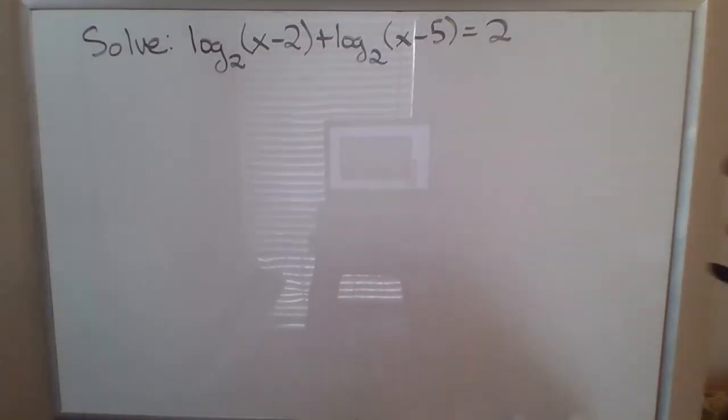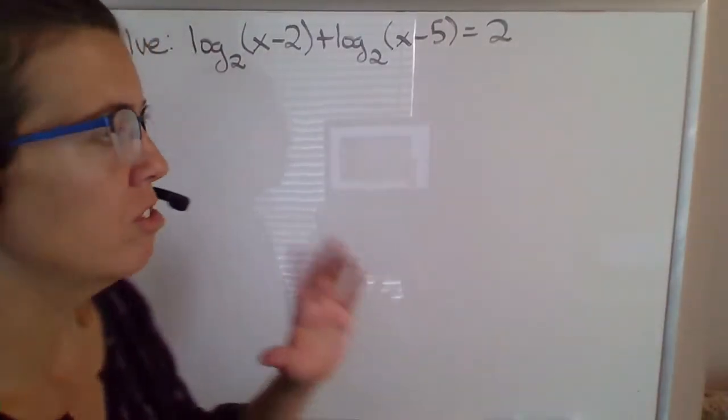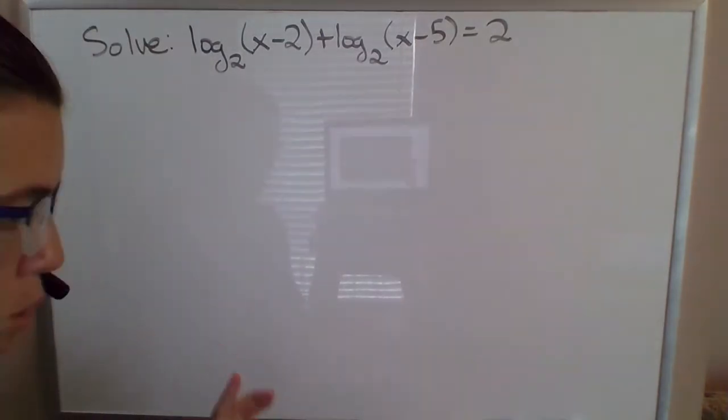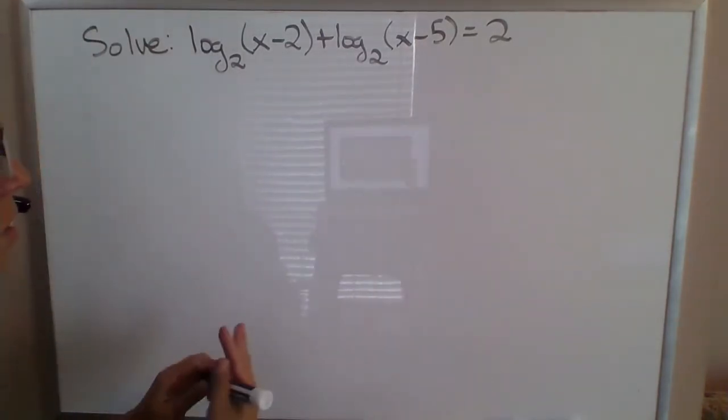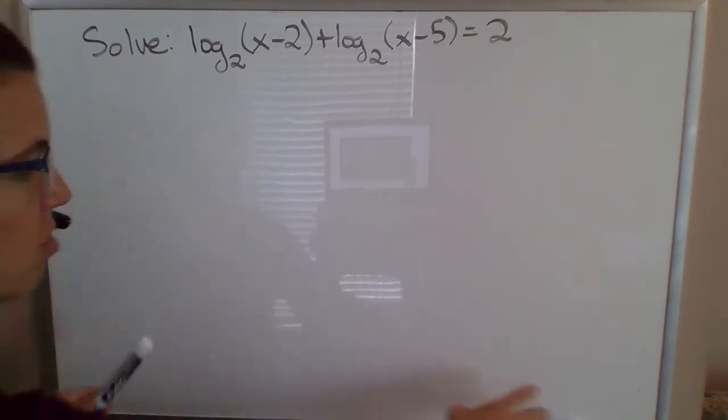So now we want to solve the logarithmic equation log base 2 of x minus 2 plus log base 2 of x minus 5 equals 2. So the name of the game when you start these logarithmic equations is to combine logarithms as much as you can. You want to simplify the equation by condensing the logarithmic expressions.